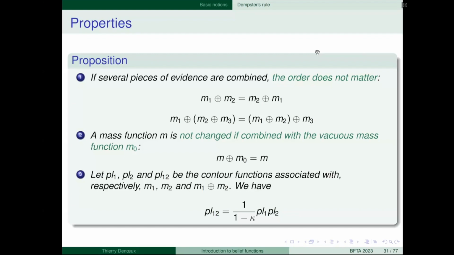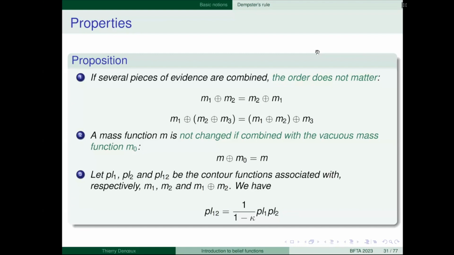Also, a mass function M is not changed if it is combined with a vacuous mass function, which I denoted before as M sub question mark; I changed notation. That vacuous mass function is a neutral element for that operator. And it makes sense, because if you have two sources of information and one doesn't tell you anything, it doesn't change what the first one tells you.